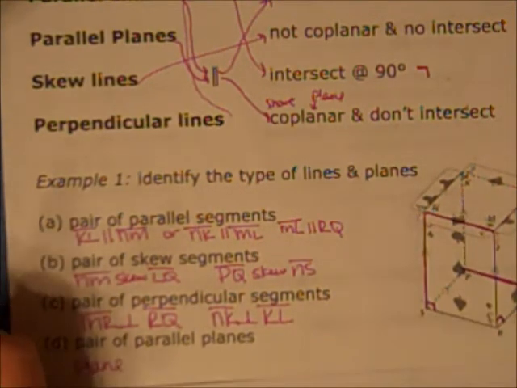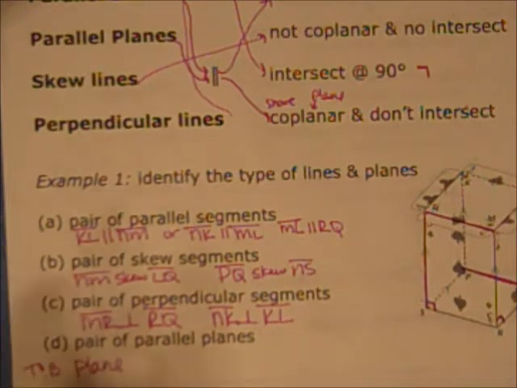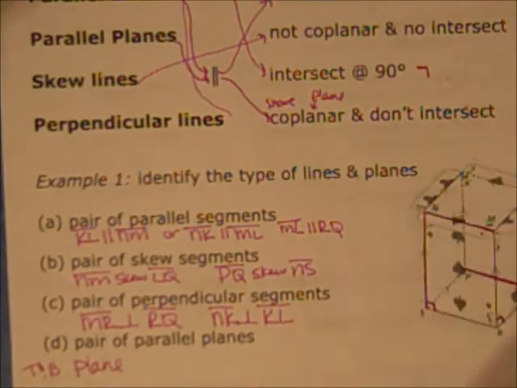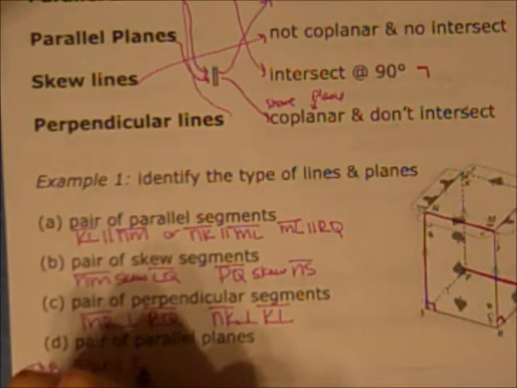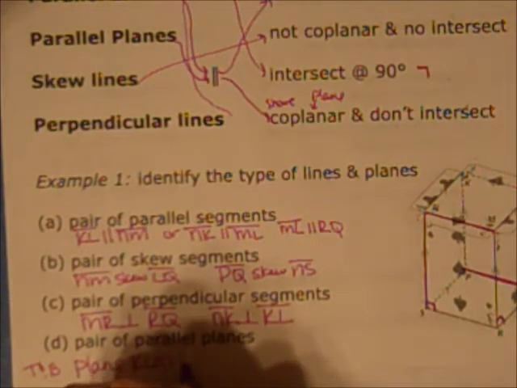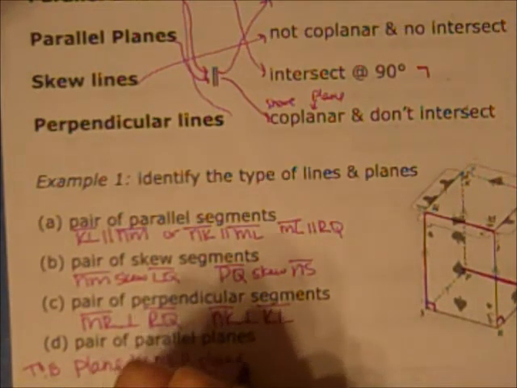So let's say I'm going to do the top and the bottom. To name the top, my choices are K, L, M, or N. But to name a plane, I only use 3 letters, so just choose any 3 of those. I'm going to say K, L, M. So that's the top, and that would be parallel with the bottom.